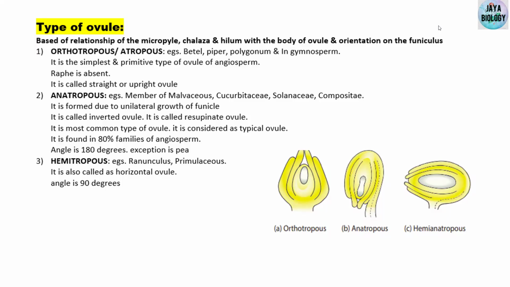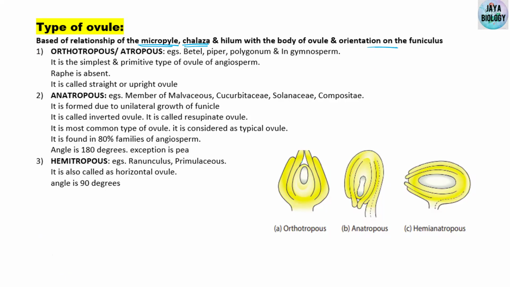In this video, we are going to study classification of different types of ovules based on the number of integuments, based on amount of nucellus, based on the relationship with the micropyle, chalaza and funicle. So first we are studying the classification based on the relationship of micropyle and chalaza with funicle, and how it is oriented with respect to the funicle.